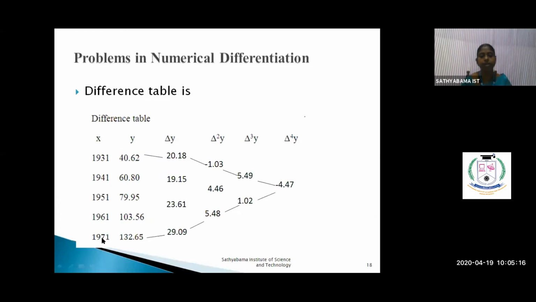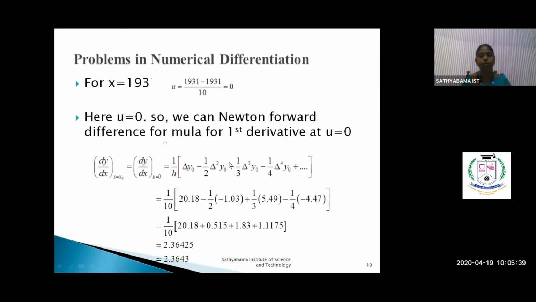Okay, 1971 is what your xn. The corresponding y value is yn. And this is what del yn, del square yn, del cube yn, del power 4 yn. So now we need these: y naught, delta square, delta cube y naught, delta power 4 y naught.